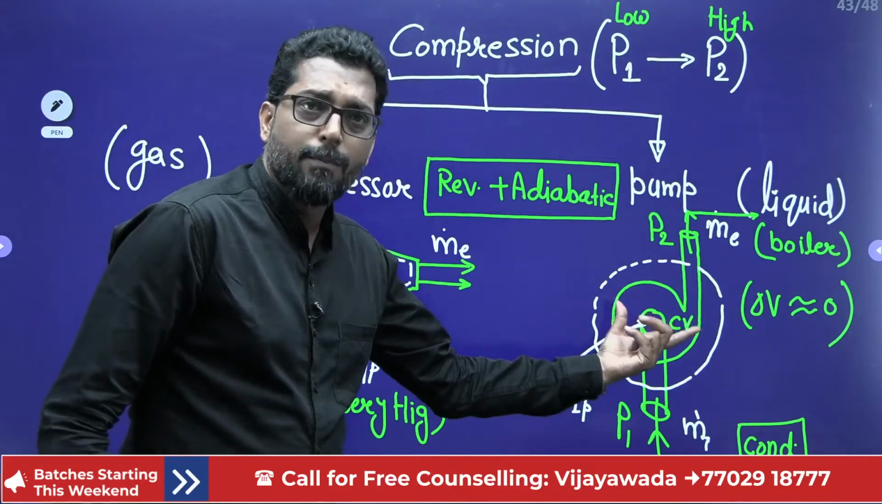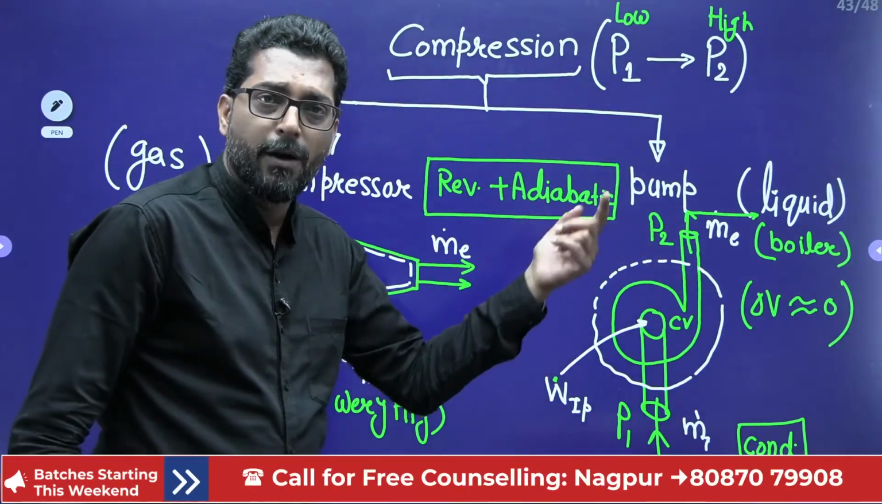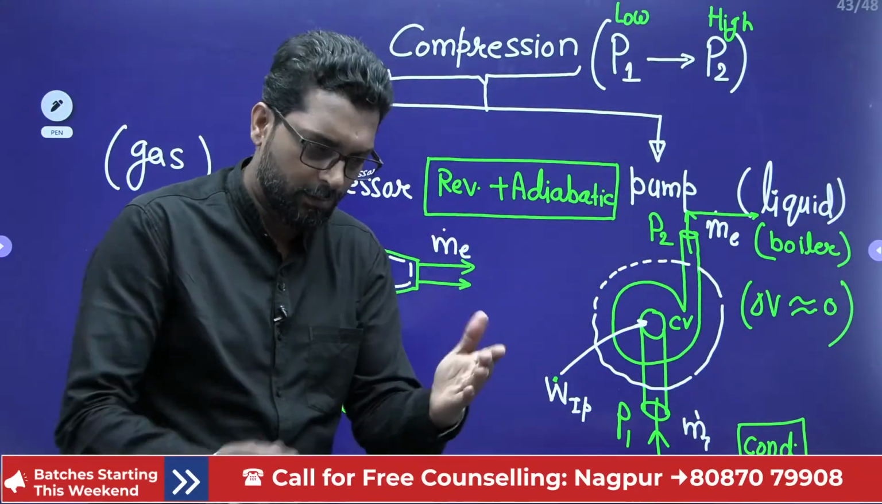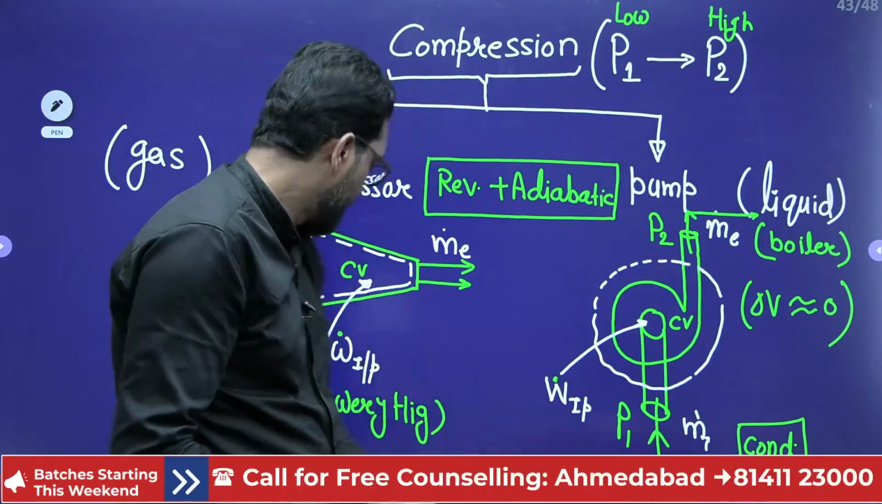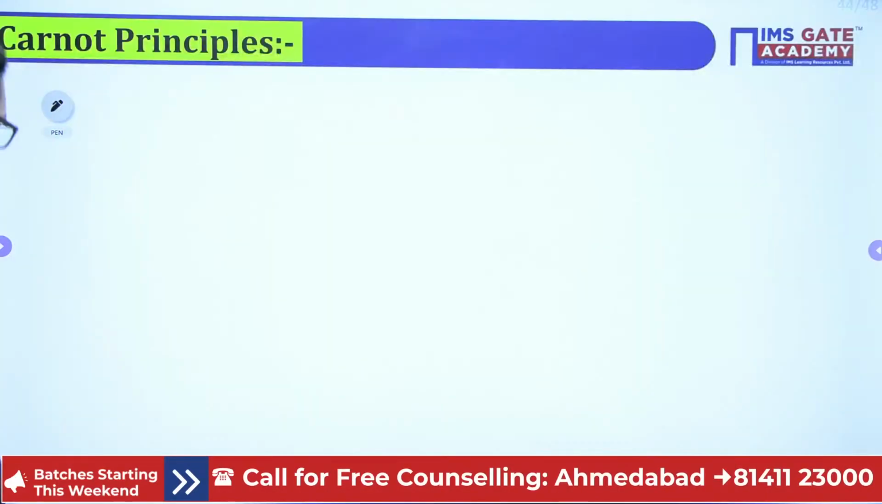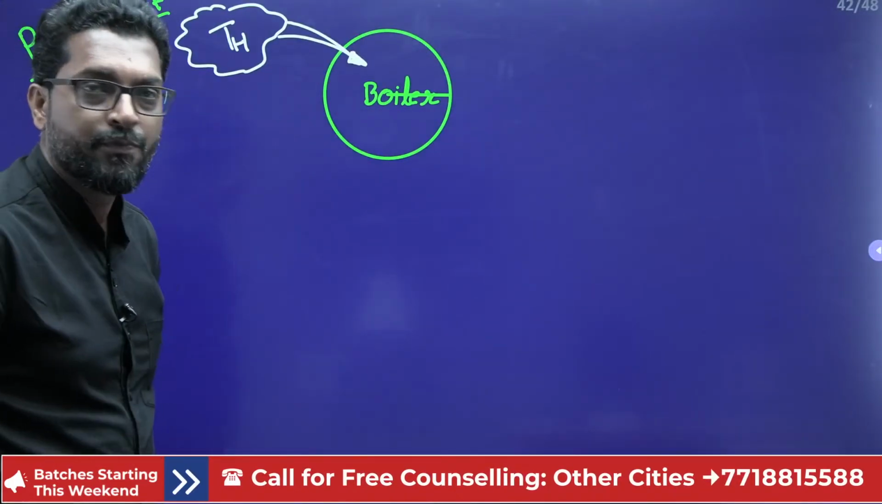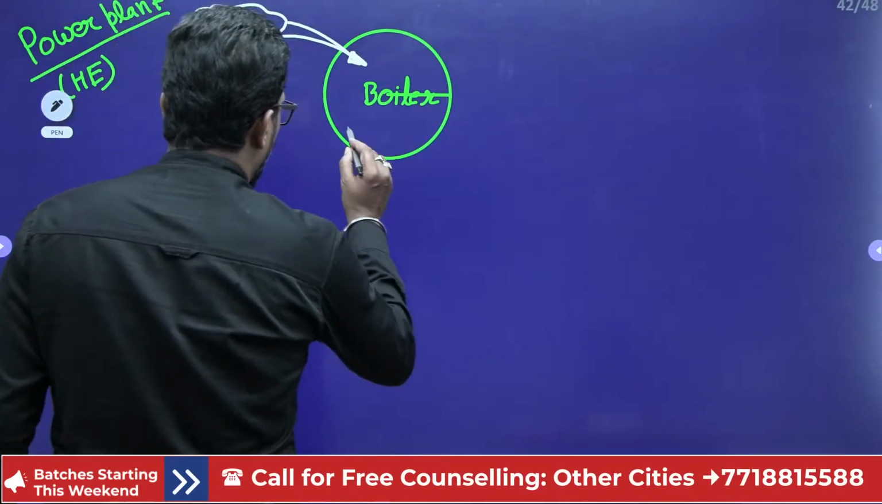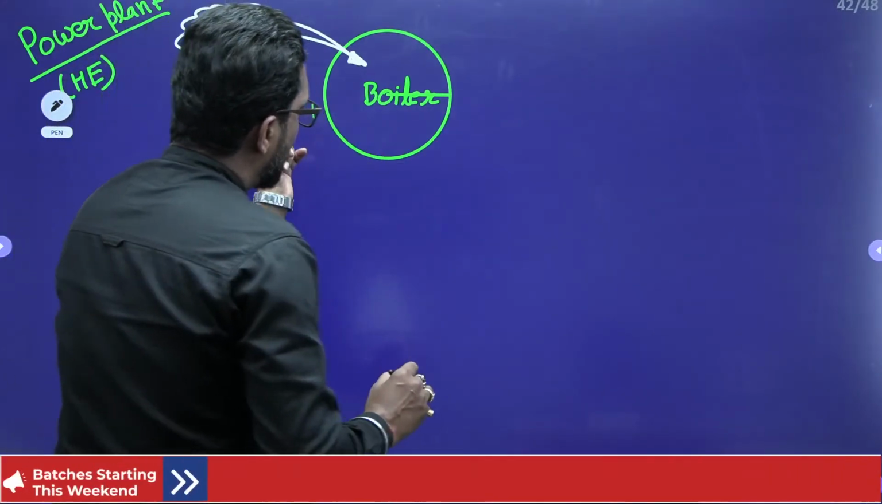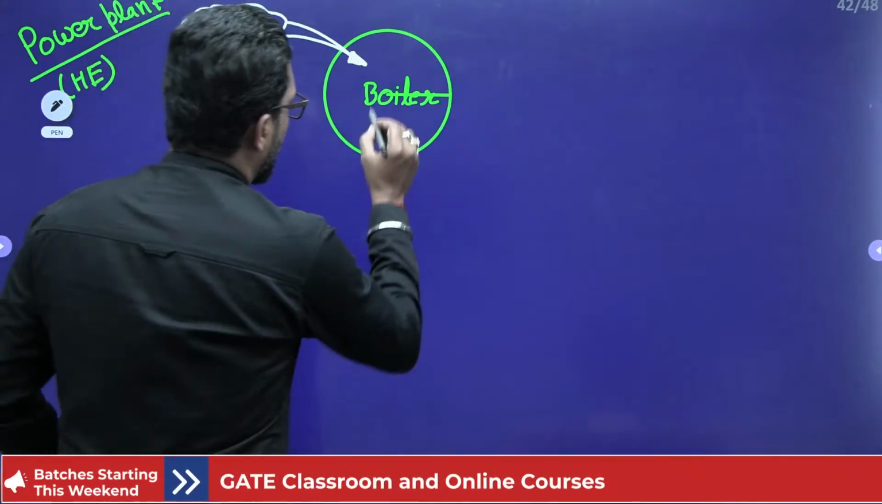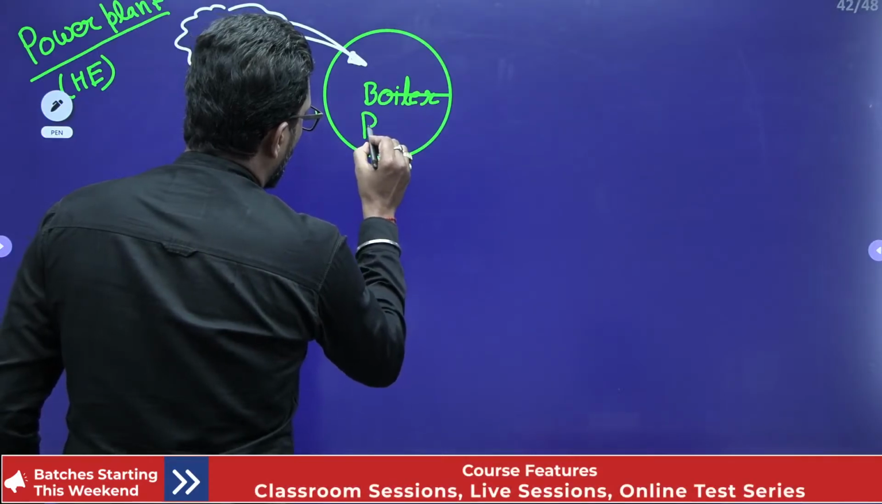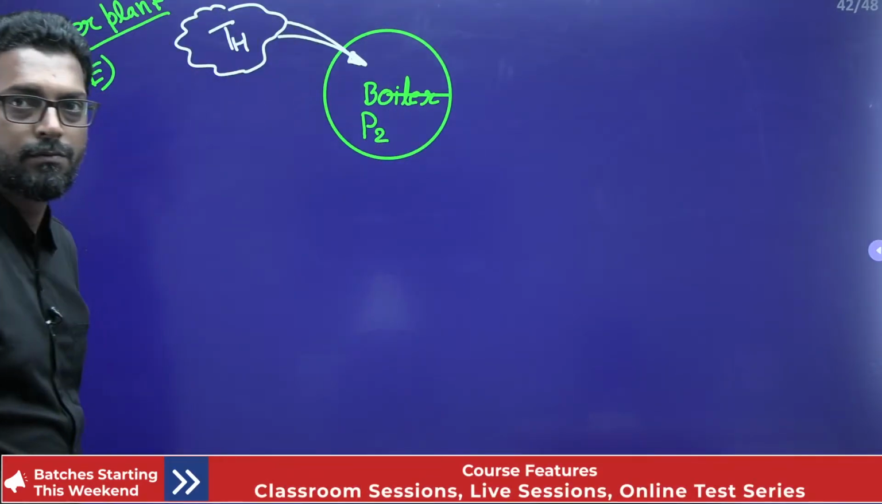There is also burning in the power plant. Burning will take place in the combustion chamber. We'll discuss that in the detailed power plant chapter. And the boiler is where the heat will be supplied. Now in the boiler, this is a high pressure, P2, P2 is high.